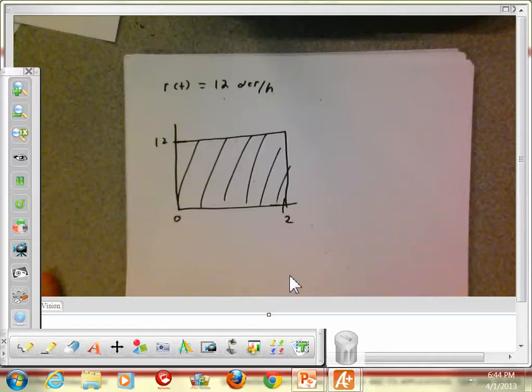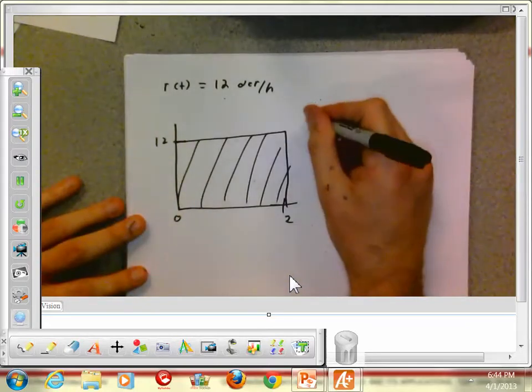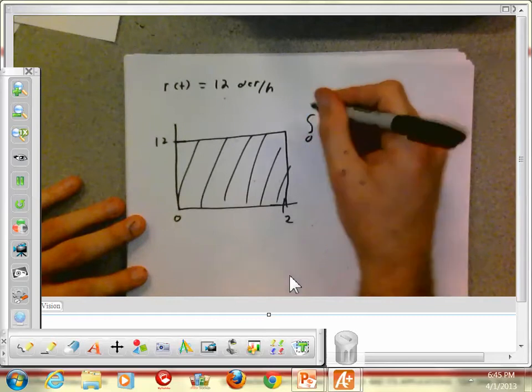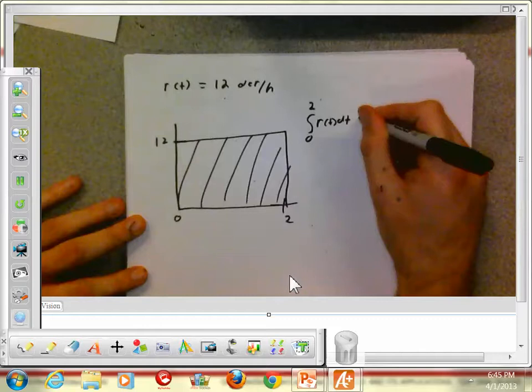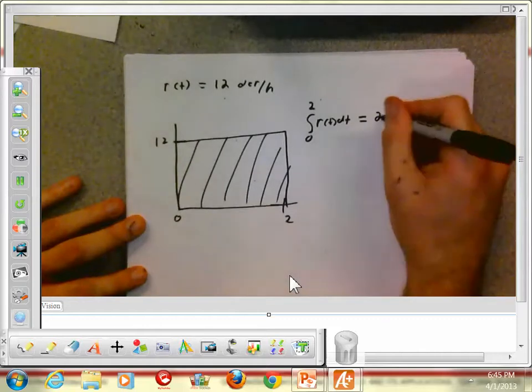So eventually, whatever I had at time 0, this integral is representing what the change was in degrees up to time 2, right? Because if I'm changing 12 degrees per hour for 2 hours, I have a change of 24 degrees, right? Does that kind of make sense? So notice that the definite integral from 0 to 2 of R of t dt is going to be equal to 24 degrees. Okay?